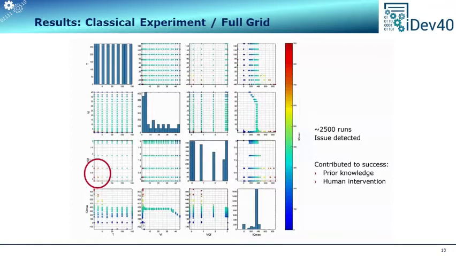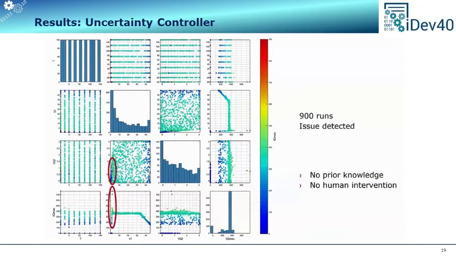With the help of our adaptive experiment controller, namely the uncertainty controller, we performed the same test with only 900 runs. And here we were able to detect the issues. More important, this was achieved with no prior knowledge and no human intervention. So, just in one run, we were able to detect these issues.